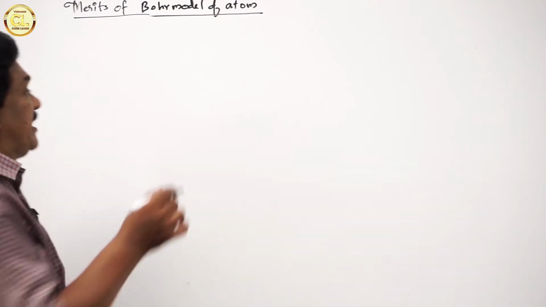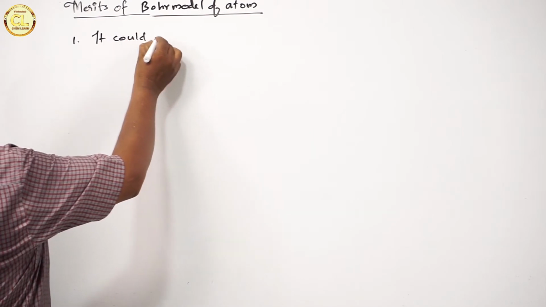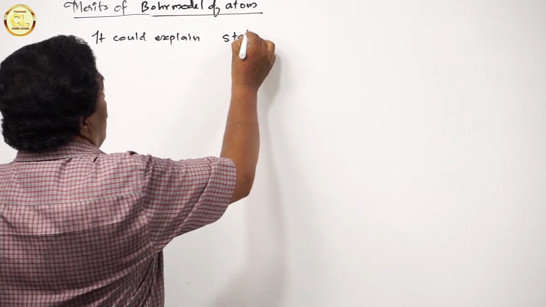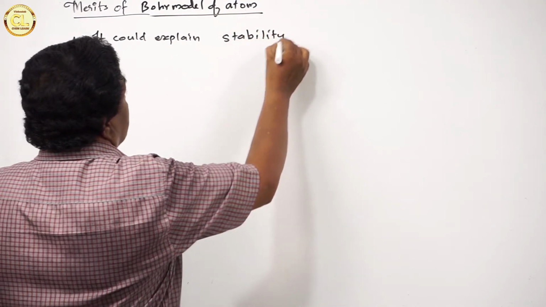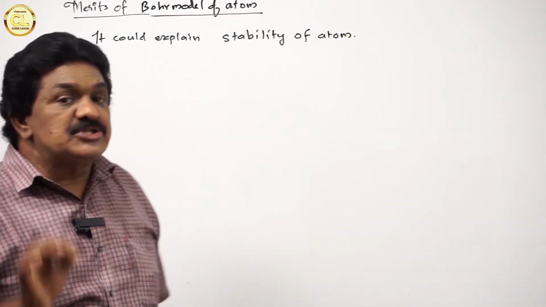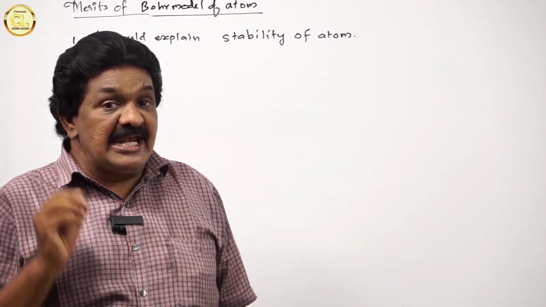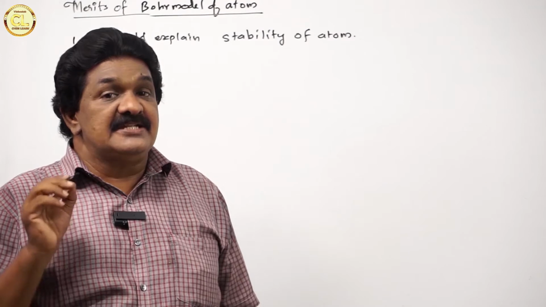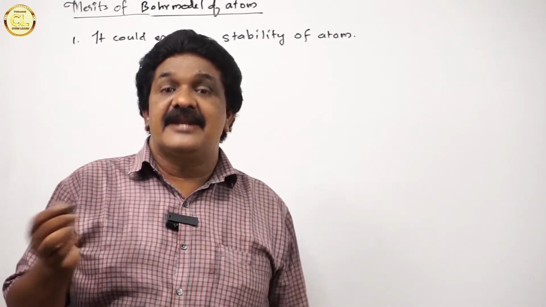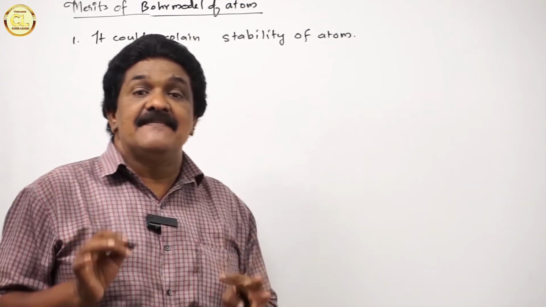Merits of the Bohr model of atom. 1. It could explain the stability of the atom. It is because an electron has an energy in a particular stationary level, and this energy does not change with time until the electron absorbs or emits radiation. That is why the Bohr model could explain the stability of an atom.